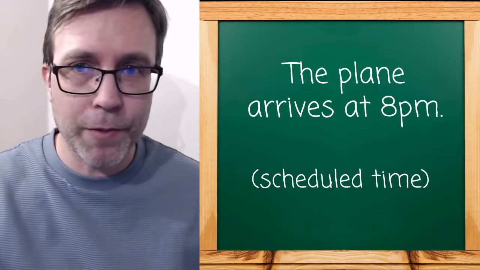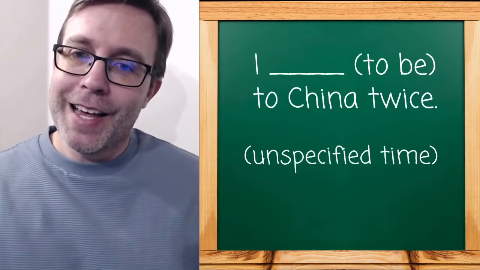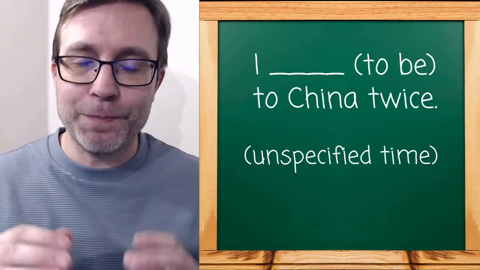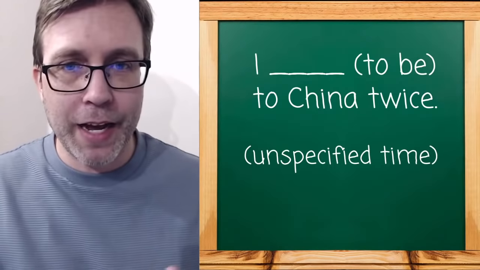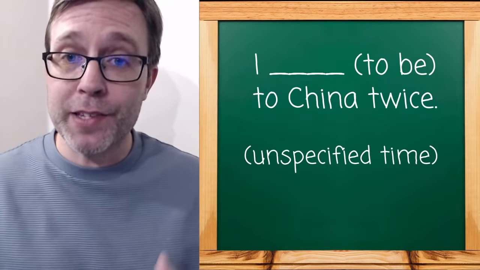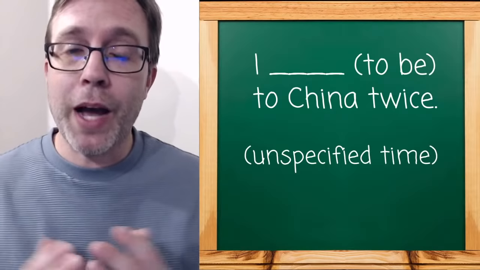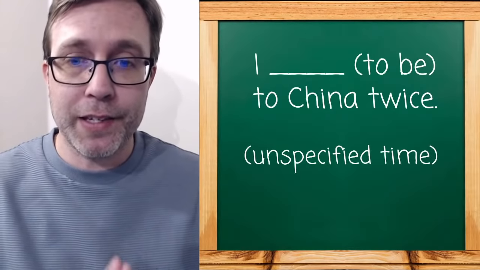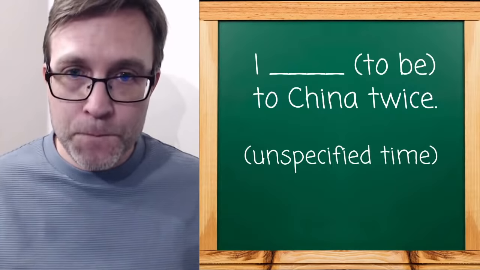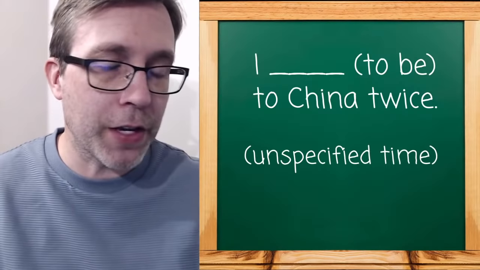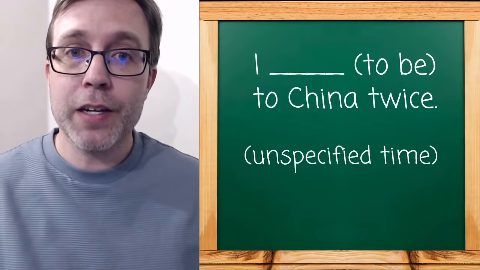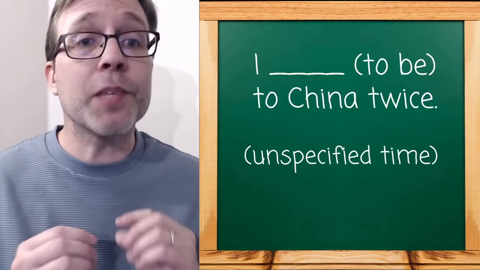Excellent. You guys, wow, rock that one. How about this one? Again, your clue: unspecified time. All right, the main verb is the verb to be. So how would you complete this sentence? "I to China twice." And the hint that I'm giving you is just right there. I'm talking about unspecified time.